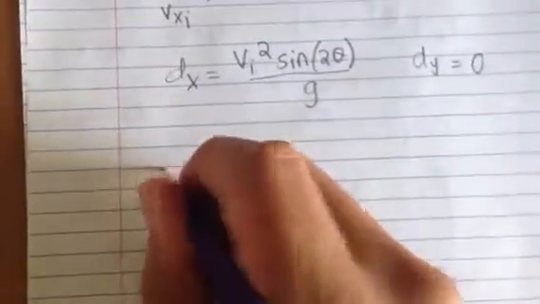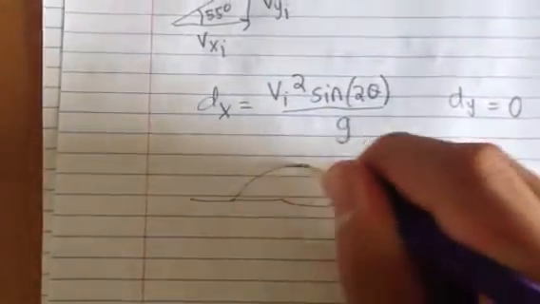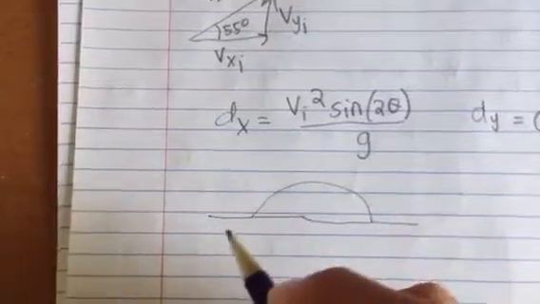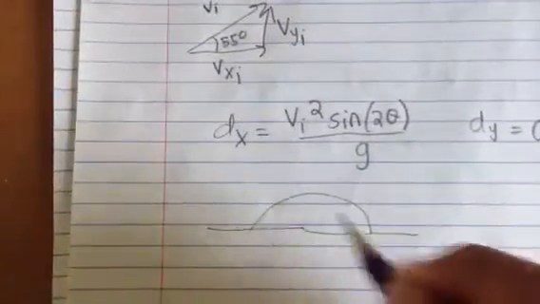In order for that to be the case, you need to have a parabolic motion that looks like this. Notice how the start and end positions are in the same plane. This is supposed to be the ground right here. So dy is 0.